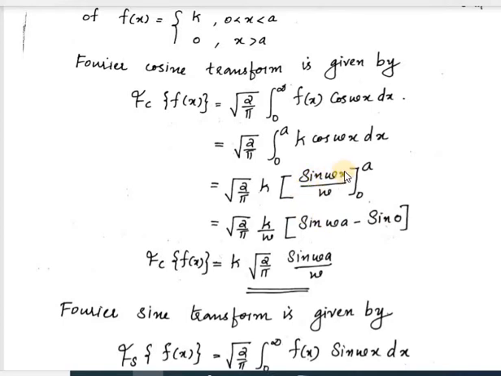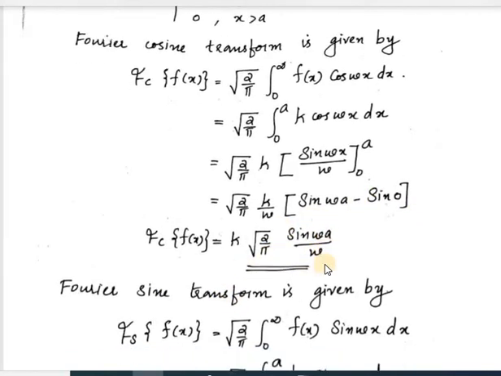So it becomes sine omega a minus sine 0. We can take this omega outside. So the answer is root 2 by pi k by omega into sine omega a minus sine 0. And sine 0 is 0. So the answer is k root 2 by pi into sine omega a by omega.